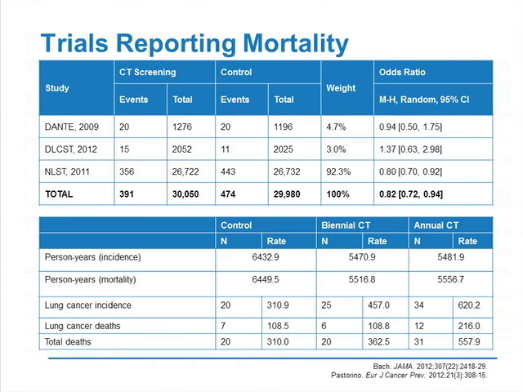Those other trials also enrolled slightly different risk groups and had different screening intervals and durations. So we have now our benefit side answered. Yes, we can reach mortality reduction. From 2011 onward, we also learned more about the harms.